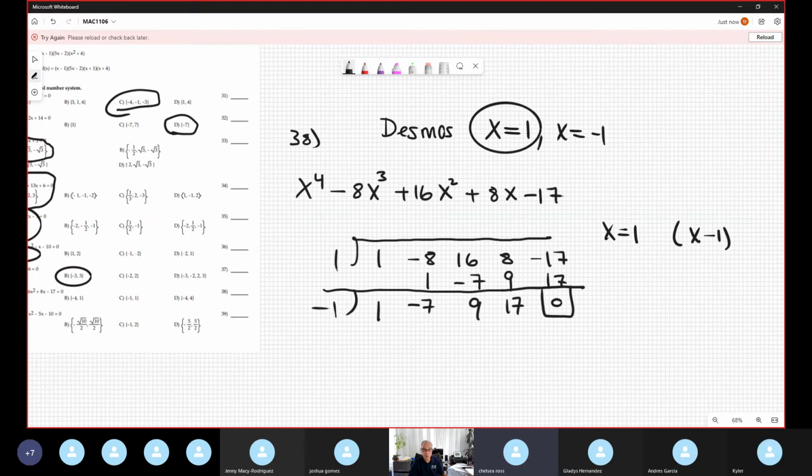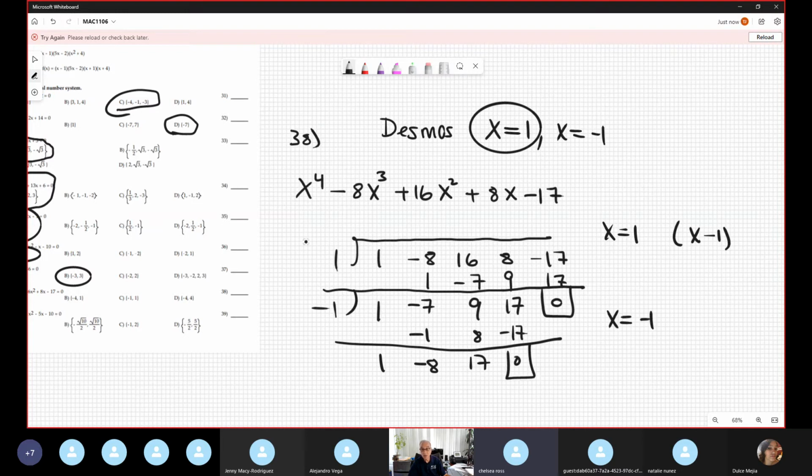Now let's do negative 1. Bring down 1, multiplication is negative 1, this is negative 8, multiplication is positive 8, this is 17, multiplication is negative 17, 0 again, and x equal negative 1, and the factor associated is x plus 1. Okay, so far my factorization is x minus 1, x plus 1, and we continue with this expression.